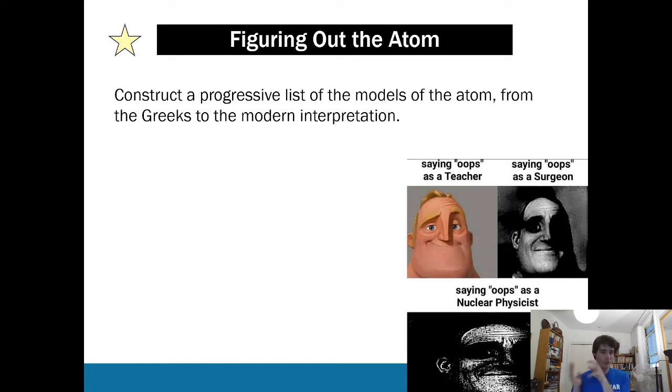Then you should be able to describe the plum pudding model, right? The plum pudding model has a sea of positive charge with removable electron plums spread throughout it. And the big limitation with it, of course, is that it doesn't really tell you what's going on with the positive charge. It just sort of skims over that.